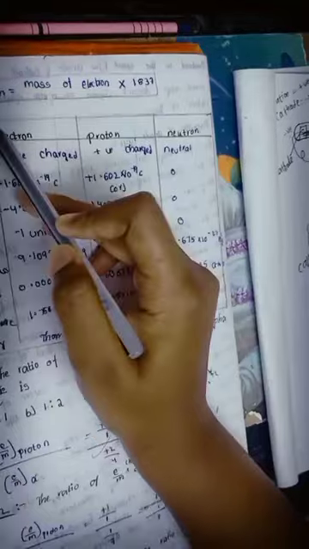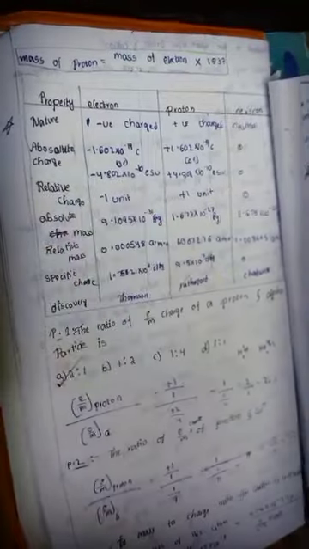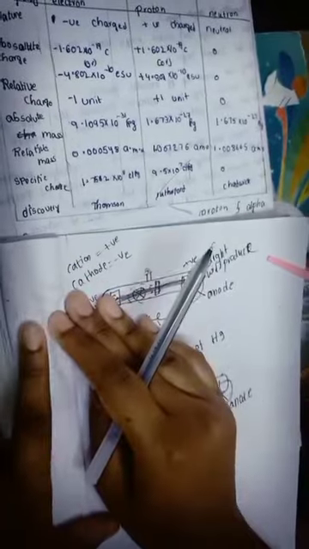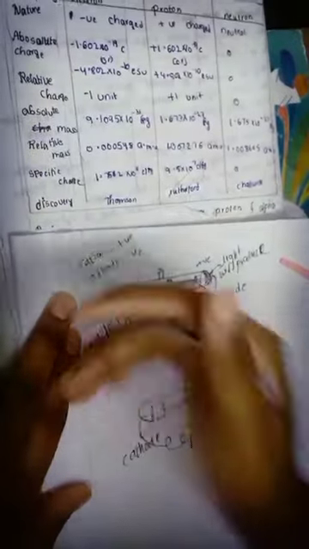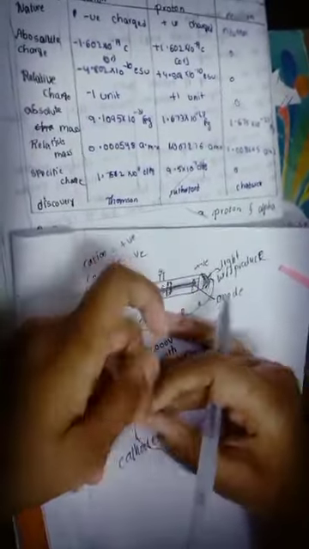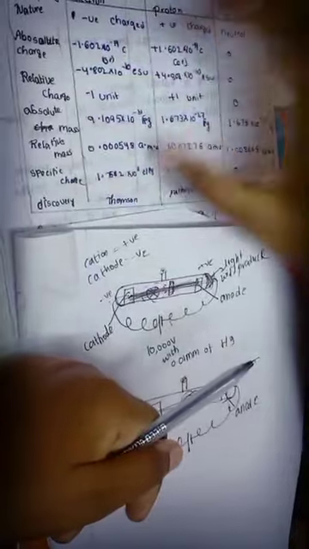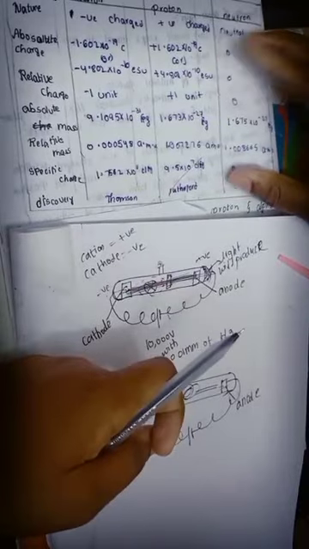See here, mass of proton is equal to mass of electron into 1837. See, this is the most important table. From this table, they will ask different kinds of questions. For example, what is the absolute charge of proton? What is the relative charge of neutron? Like that they will ask. First, you people must learn this table. In structure of atom, this is the most important table, okay?